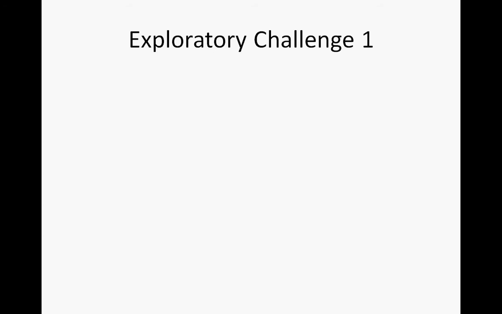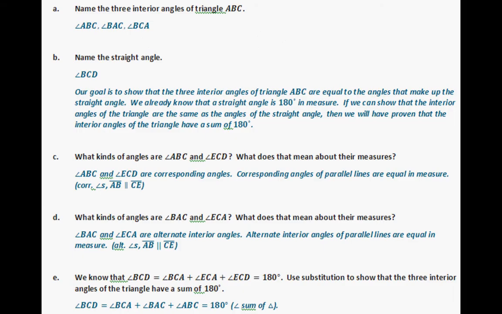Alright, so we're assuming you are done with Exploratory Challenge 1. Again, you are using all the information that we have developed in the last couple of lessons to help prove the triangle sum theorem. So here are the answers for A, B, C, D, and E. Again, just identifying the angles of triangle ABC. Notice that because we don't have symbols in each of the angles, you have to use the side, the vertex, and the other side to label the angle.